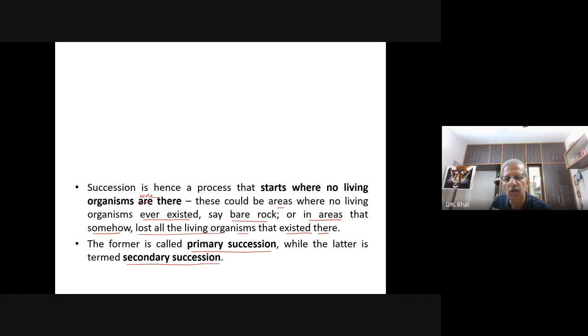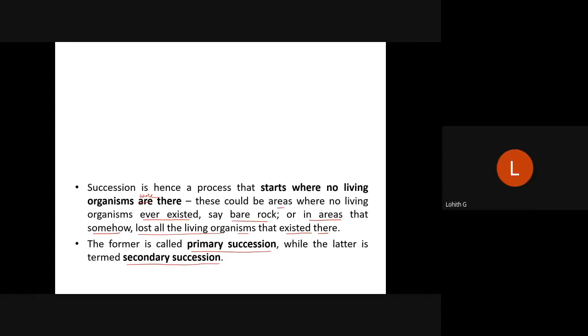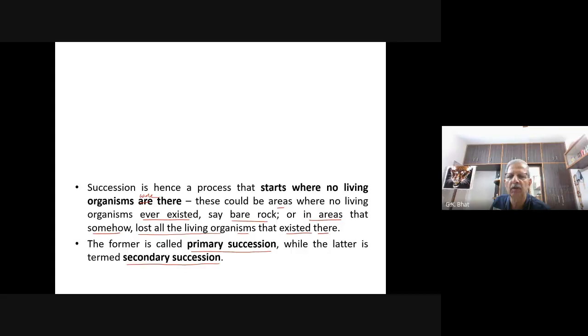Lohit, can you tell me what is primary succession? Lohit? Yes, sir. What is primary succession?